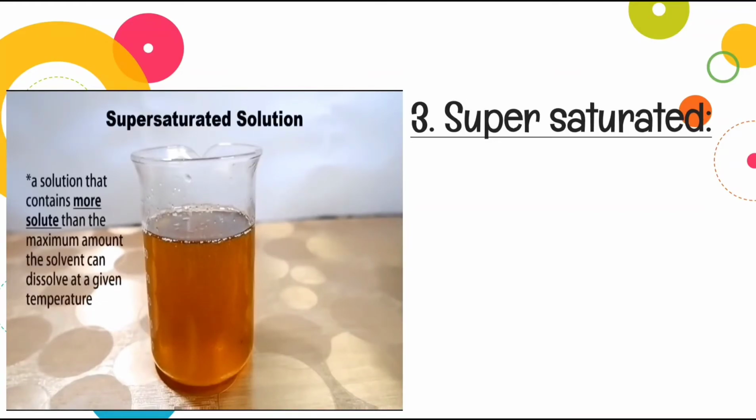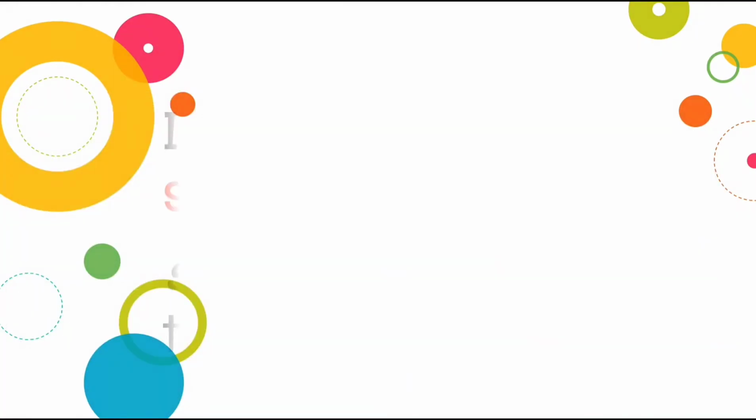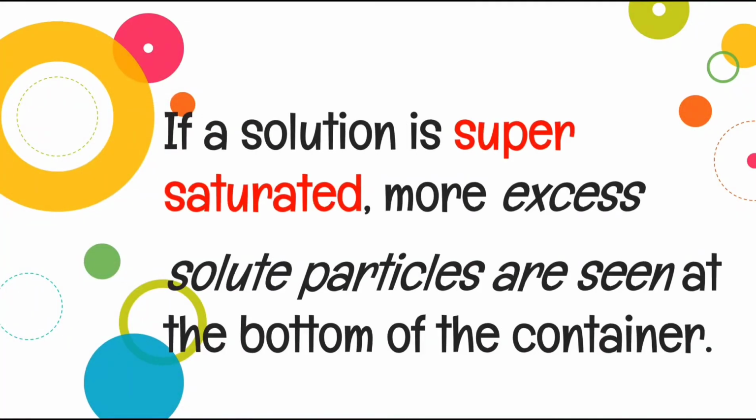A supersaturated solution contains more solute than the maximum amount that the solvent can dissolve at a given temperature. This solution has a darker color compared to unsaturated and saturated solutions. If a solution is supersaturated, more excess solute particles are seen at the bottom of the container. Some solutes form crystals in a supersaturated solution.